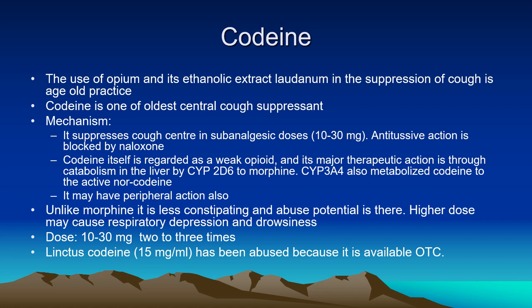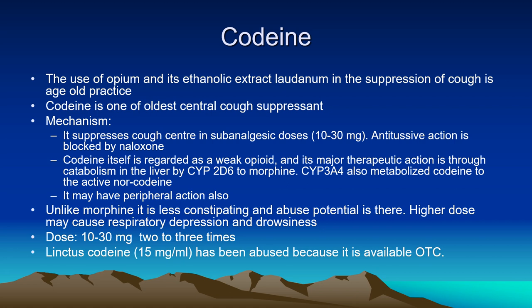Codeine itself is considered a weak opiate agonist, but its major metabolite may have better activity. Some of it is converted into morphine by CYP2D6. Therefore, it contributes to cough suppressant activity. CYP3A4 also metabolizes codeine to norcodeine, which also has cough suppressant activity. Currently, it is thought that apart from central activity, codeine may have peripheral actions on the airways also.